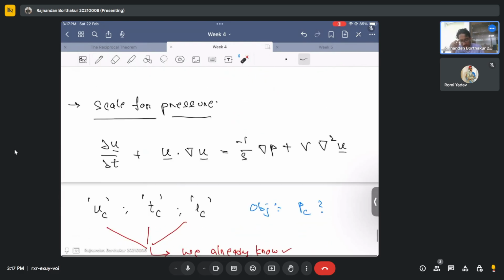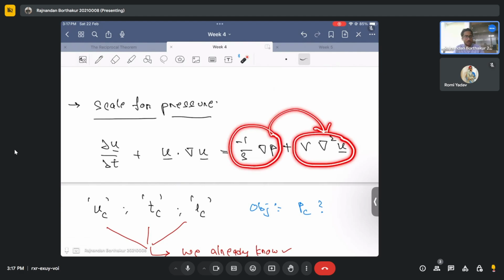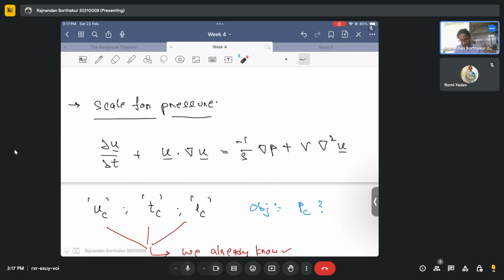I can say that my pressure term can scale as this term basically. I hope you understand, because let's say I have a fluid where the inertia is very much negligible, meaning that this term basically goes to zero. Then I can say that my pressure term would basically scale as this term, and then I can have an expression for PC by equating the order of magnitude of this term to the order of magnitude of the viscous term.